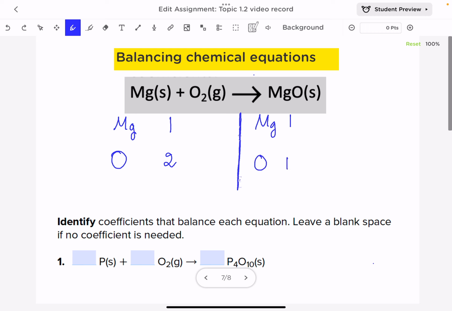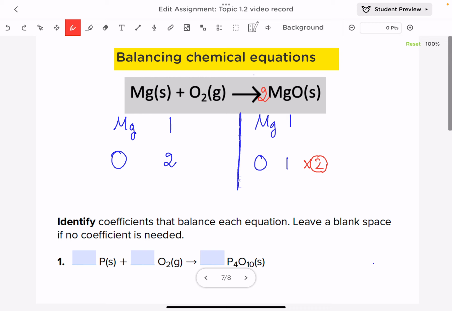On the product side, we have one magnesium and one oxygen. So now you will compare and look to see which atoms are not balanced or not equal. We can see that for oxygen, we have two on the reactants, so we decide to multiply on the product side by 2. And this number that we decide to multiply with, we need to write it over here.